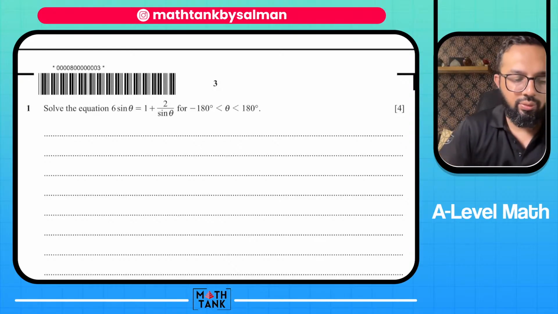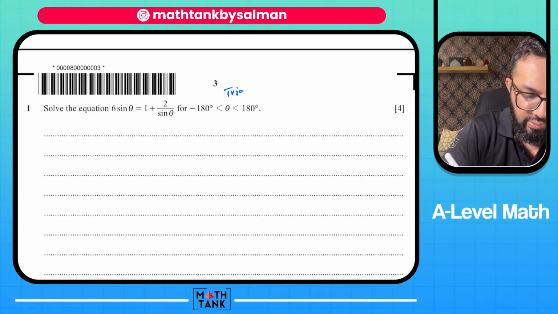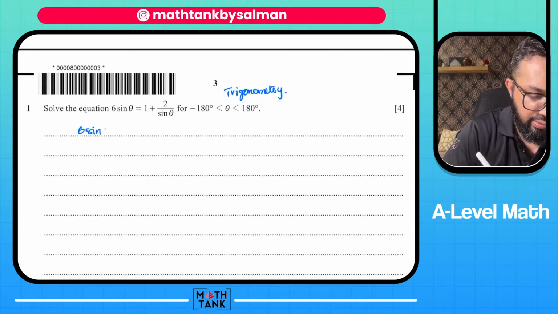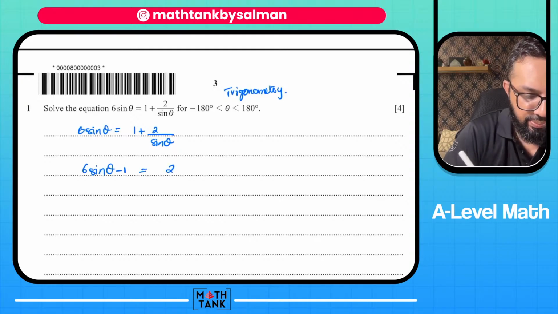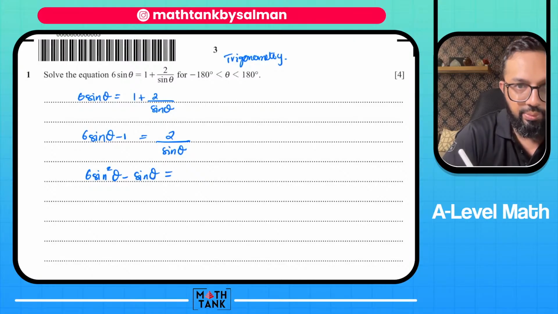So the first question is trigonometry. Let's start with this. Just solve the equation. So I pick it up: 6 sine theta equals 1 plus 2 over sine theta. Okay, I can move this to the other side and say 6 sine theta minus 1 equals 2 over sine theta. Then I cross multiply, so I get 6 sine square theta minus sine theta equals 2.